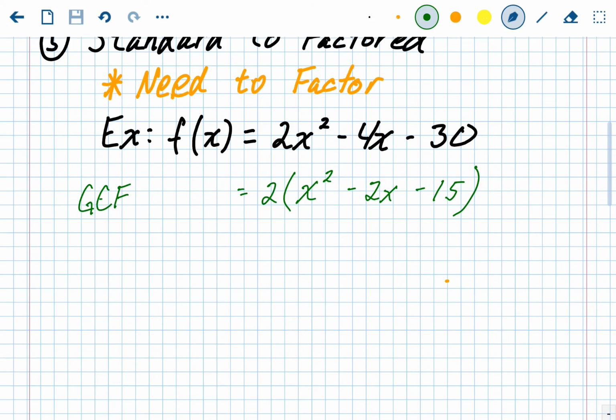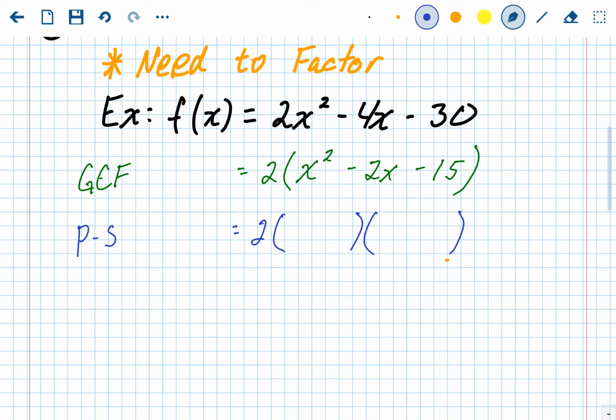Okay, so now we have a trinomial with a leading coefficient of 1. So you're going to do product sum method. Product sum, remember, is you're looking for two numbers that multiply to the last and add to the middle. Now again, the product sum only works if there's a 1x squared, if there's not a number in front of x squared, which there's not anymore because we took out the greatest common factor. So we got to figure out what multiplies to negative 15 and adds to negative 2.